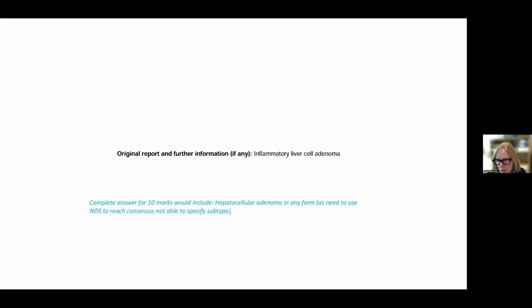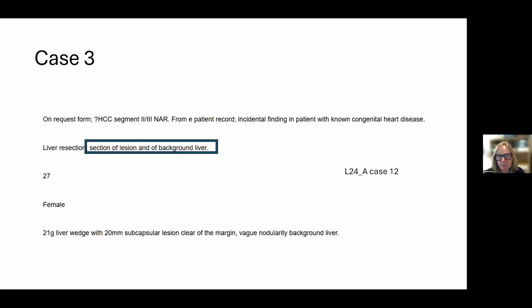So that's that case. Case number 3. This is our final case for this session. We're doing fine for time. Written on the request form for this one: query HCC, segment 2/3, non-anatomical resection. That's all that was on the form.